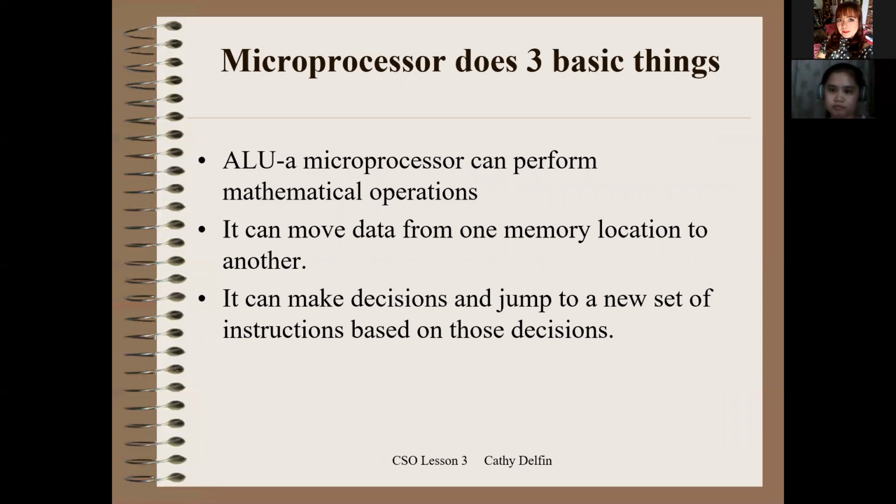Okay, a microprocessor does three basic things. So what are its functions? ALU: a microprocessor can perform mathematical operations. ALU means arithmetic logic unit. It can move data from one memory location to another, which is why we have two-way RAM and ROM. It can make decisions and jump to a new set of instructions based on those decisions. So our microprocessor does all the processing in our computer system.